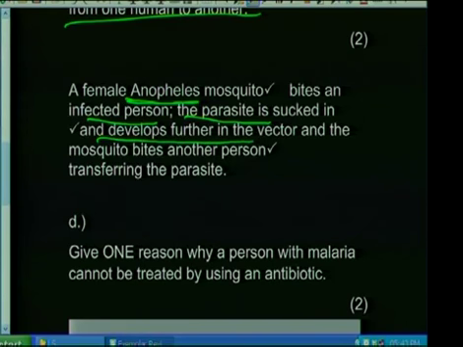agent or that mosquito. And then this mosquito goes and bites somebody else. And when they bite somebody else, they transfer the parasite to that second person. So this is it. It can't go directly from person to person. It has to go, the malaria's life cycle has to have the mosquito as an intermediate host to go through.